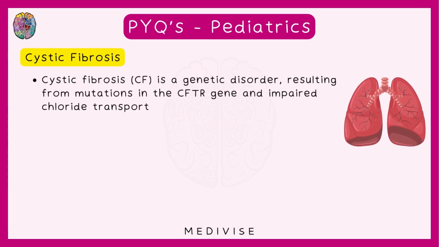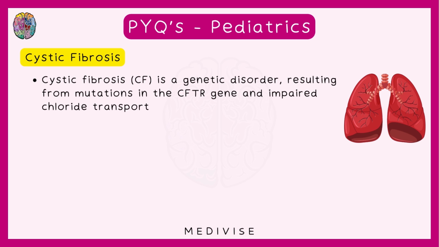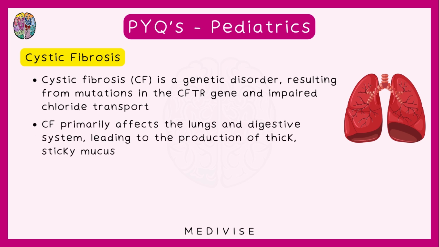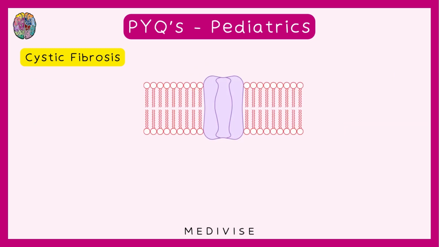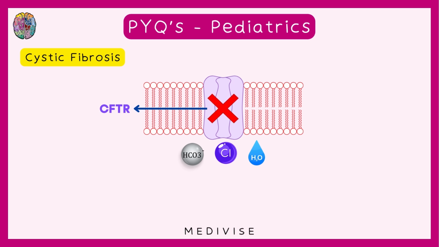So cystic fibrosis is a genetic disorder where the CFTR gene and protein is impaired, and it mainly affects the lungs and digestive system because of production of thick and sticky mucus. So what is this CFTR protein? In the membrane we have different types of proteins. Say this one is the CFTR. It has a lot of functions. Some of them include transportation of bicarbonate, chloride and water. Now in cystic fibrosis, this CFTR protein is not working. So this is why we have the symptoms.